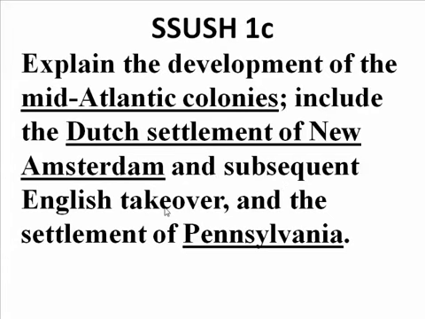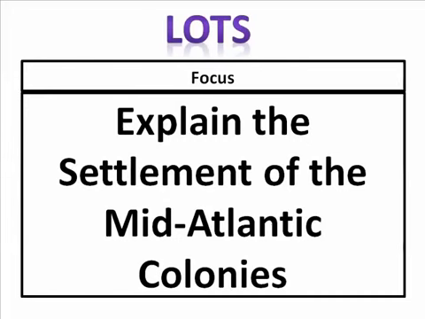So obviously the Dutch are not going to own it very long. And then comma, and the settlement of Pennsylvania. So let's look at our focus here. It says explain the settlement of mid-Atlantic colonies. If we made a central question out of this, what should we learn about the settlement of the mid-Atlantic colonies that's going to help us pass this EOCT, or end of course test?